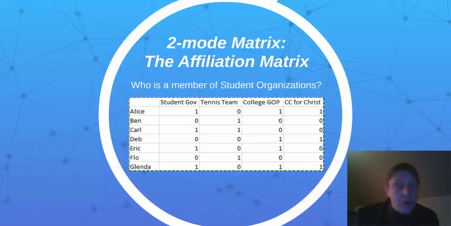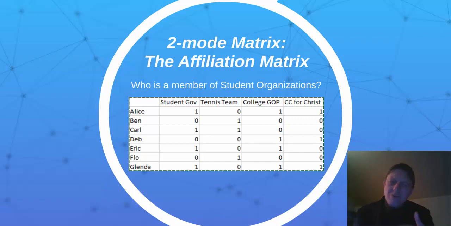So now here, the rows may be people, they may be the nodes, and in this case, we have 4 columns, and each column is what? A student organization at a university. Those student organizations might be student government, the tennis team, the college Republican club, and Campus Crusade for Christ. This is completely made up information, okay? But go with me here. So sometimes it's good to start with a hypothetical example.